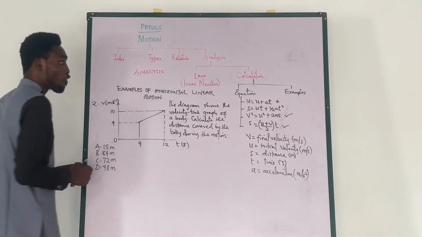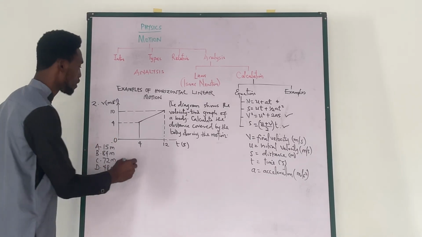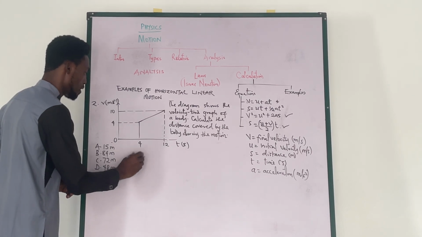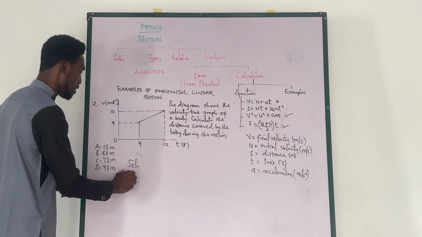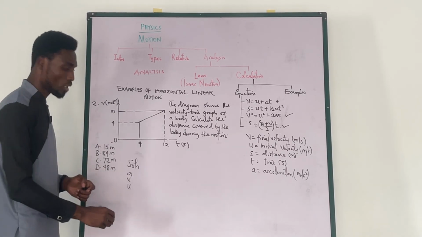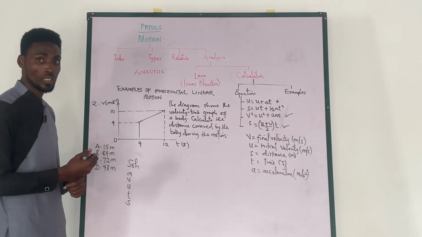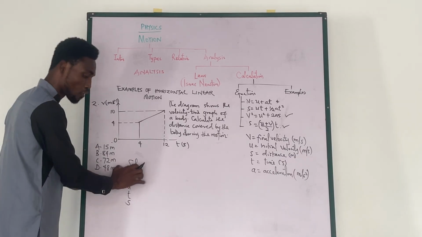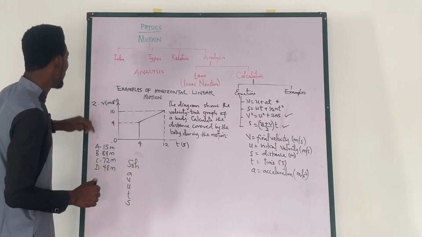There are four or five parameters you're looking for in every question on linear motion. They include acceleration, velocity, that's final, velocity, initial, time, and of course, distance, right? These are all the things you want. So how do you get all of this from here? Look at this question.